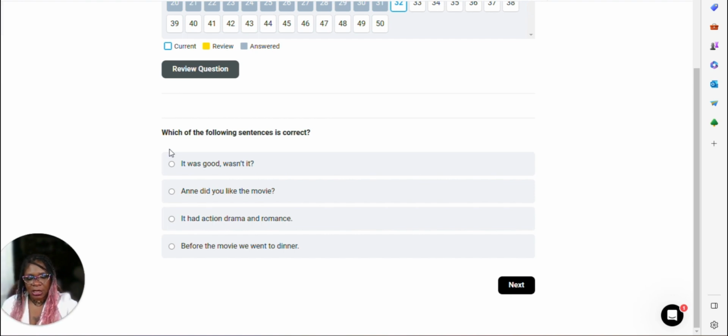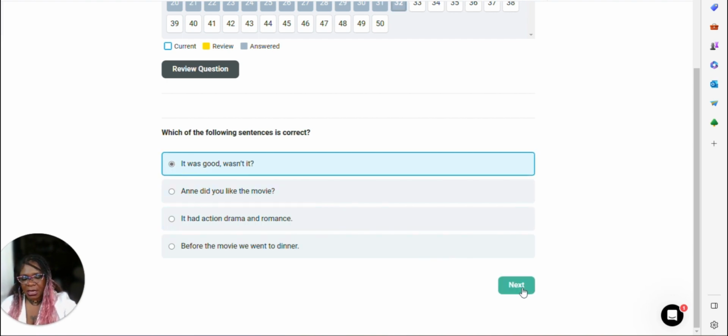The answer is going to be, "It was good, wasn't it?" And that's because the commas are used before the question tags. So right here, we're missing commas everywhere. Right here, you should have a comma after the word "and." This is a list: action, drama, and romance. We know we need commas there.